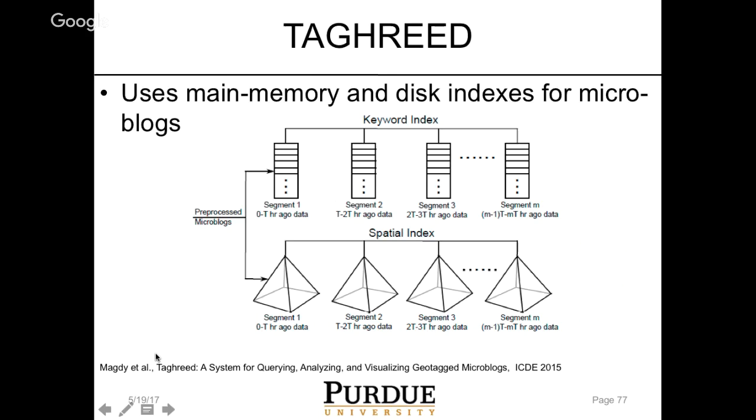It will also have the pyramid structure index in the main memory for the spatial properties. Once again, it is partitioned based on the time period, from 0 to t, and from t to 2t, and so on. As we go backward in time, some of them become irrelevant and will be flushed to disk. So the space is indexed using the pyramid structure, the text is indexed using the inverted list, and time is indexed using these partitioned time periods.